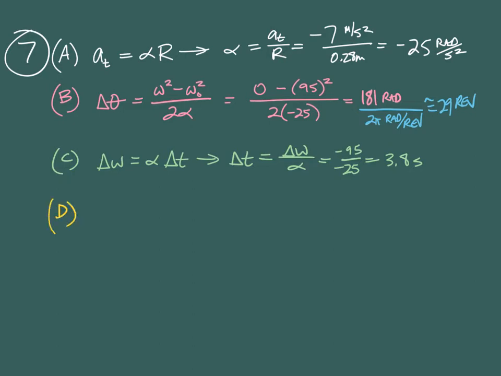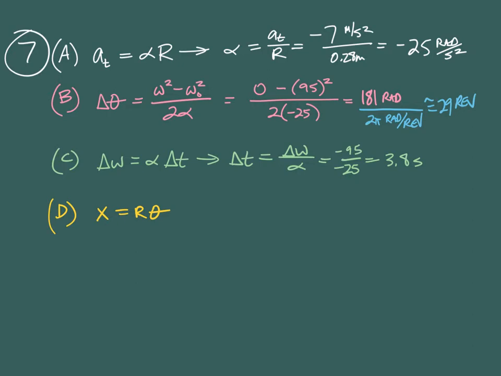Part D. What distance does the car travel in this time? So I need to relate a linear distance to the things that I know, which are, I know the angular displacement and I know the radius associated with that angular displacement. So basically, x equals r theta. This is our arc length formula. This time our arc length is, in one sense, being laid out linearly.